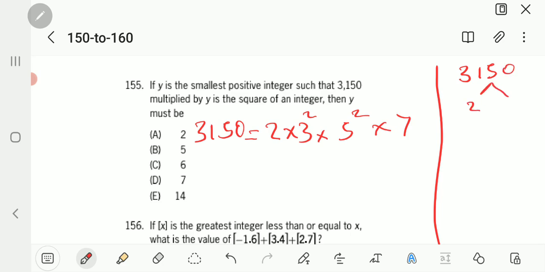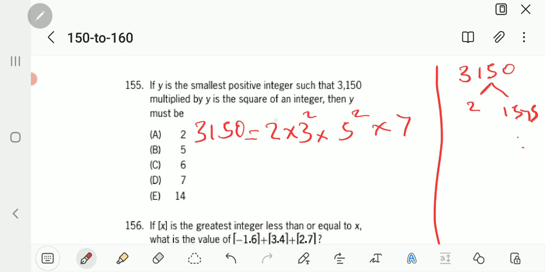You say 2, and half of 3150 is 1575. You now go with 5. You divide it until you get all the components. Okay, so this is the prime factorization.